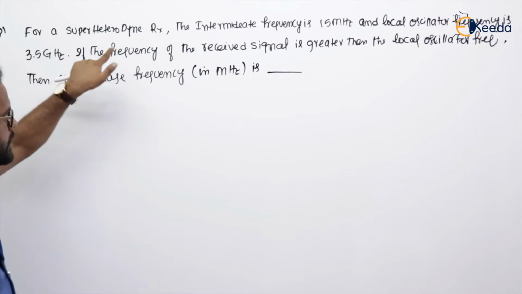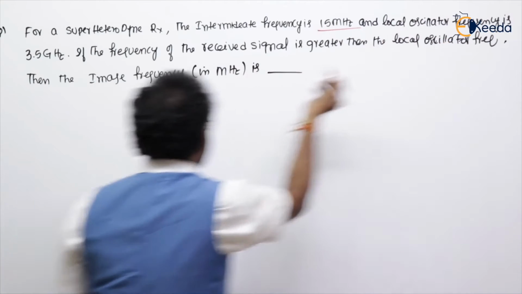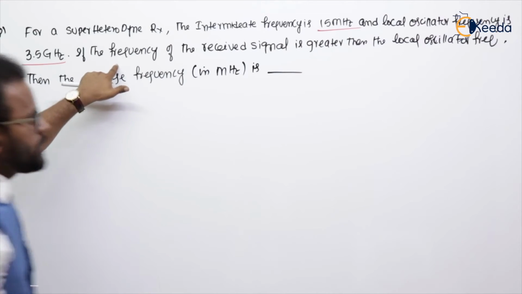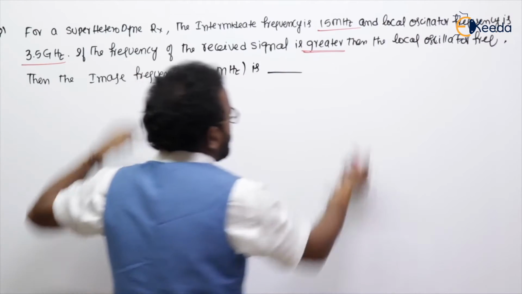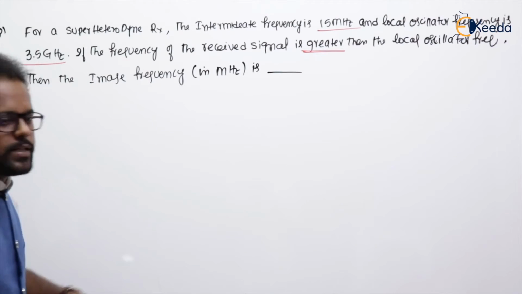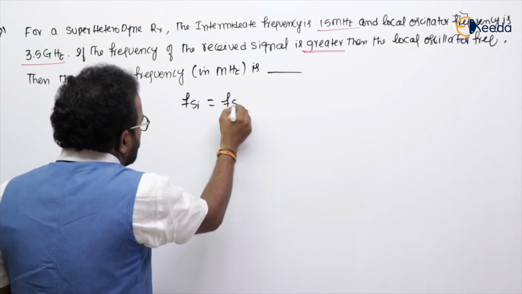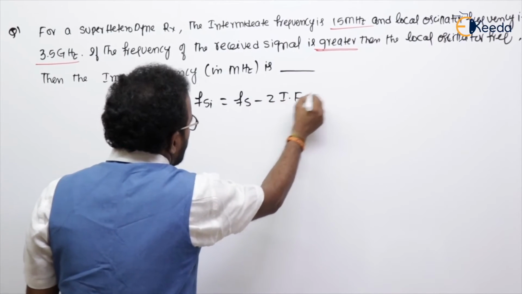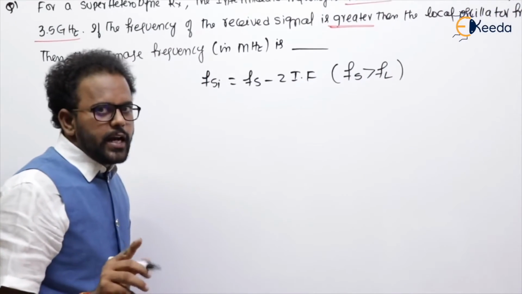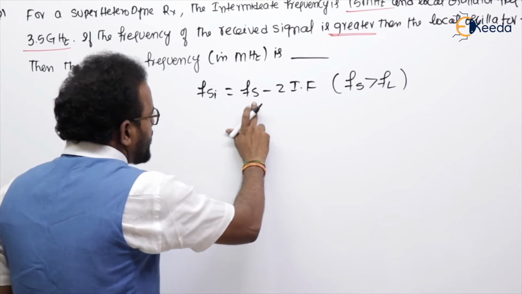For a superheterodyne receiver, the intermediate frequency is 15 MHz and the local oscillator frequency is 3.5 GHz. If the frequency of the received signal is greater than the local oscillator frequency, then the image frequency in megahertz is? What is the image frequency formula? Fsi equals Fs minus 2IF, because here Fs is greater than Fl. If Fl is greater than Fs, then Fs plus 2IF. And Fs is not given.